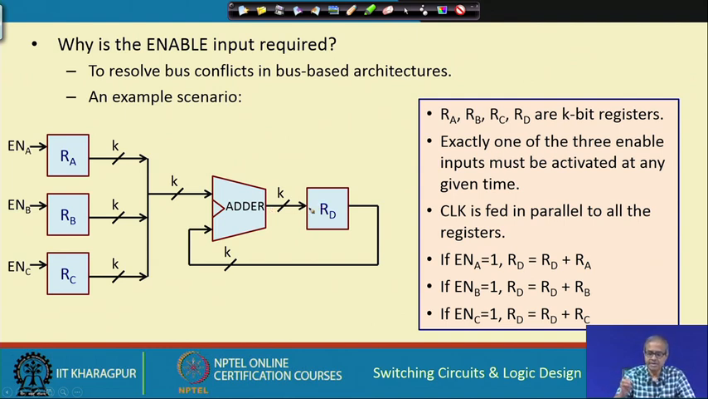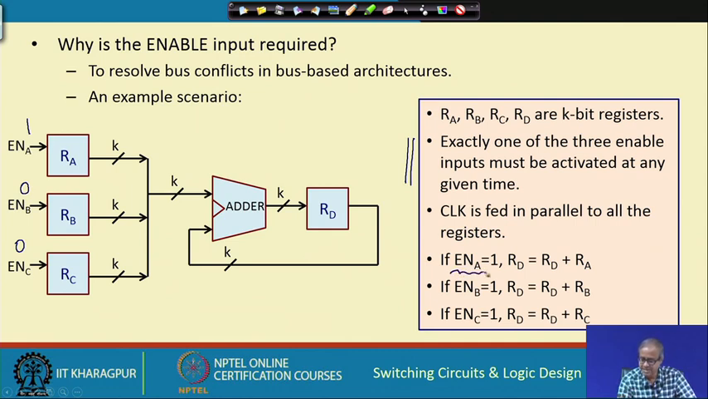Now, here I am assuming that exactly one of the 3 enable inputs can be active at a time, exactly one: enable A, enable B, enable C. So, you will be making one of them active. Let us say I want to enable RA, I make this 1, I make these two 0 0, exactly one of them will be 1, and the clock is being fed to all the registers in parallel. So, what will happen?